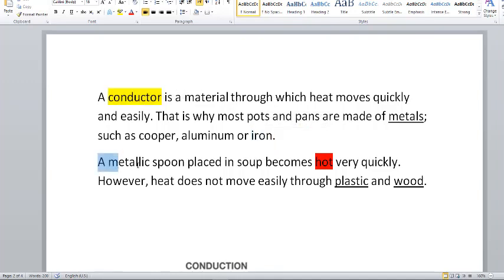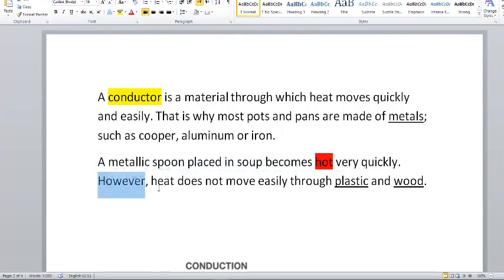A metallic spoon placed in a soup becomes hot very quickly. Why? Because metals are good conductors. They conduct heat quickly and easily. That's why if you put a metallic spoon in a soup, it becomes hot very quickly.